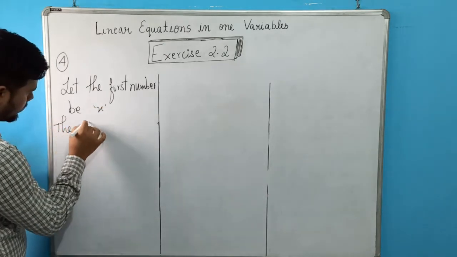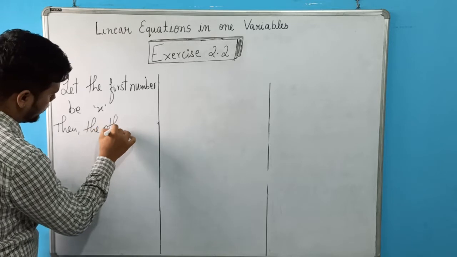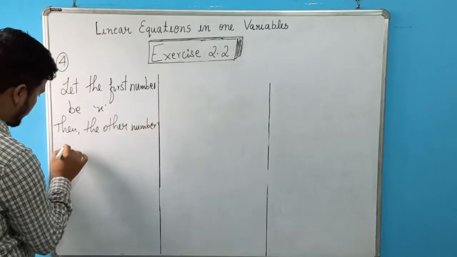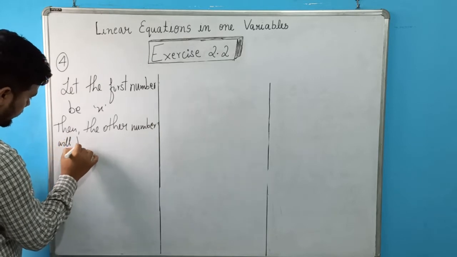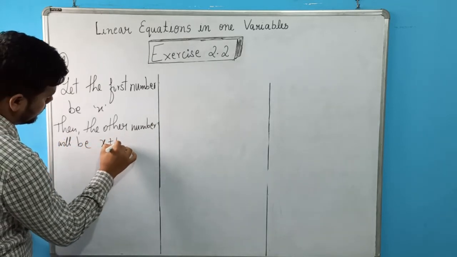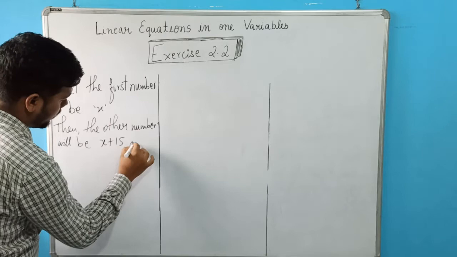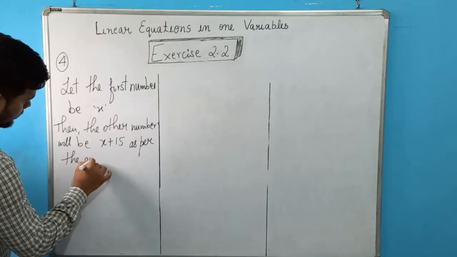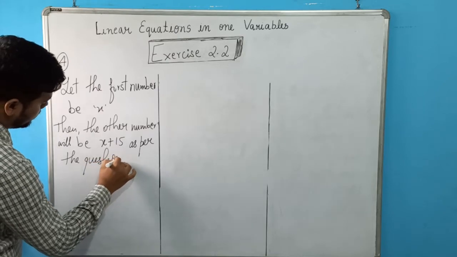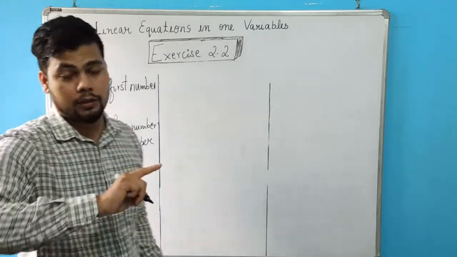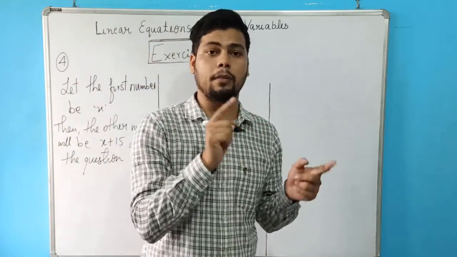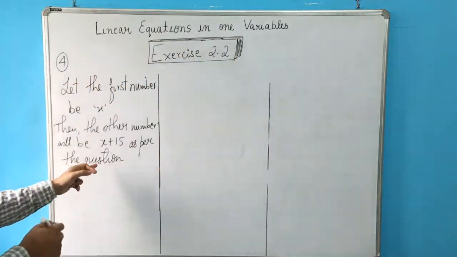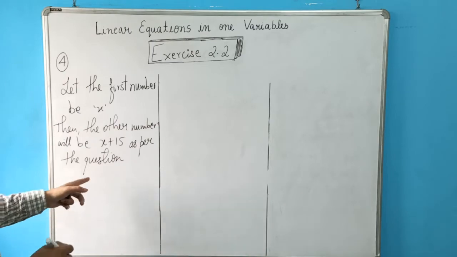Then the other number will be x plus 15 as per the question. Why as per the question? Because it is clearly said in the question that the second number exceeds the first number by 15. Exceeds means it is more. So plus 15. So let's go to the question again.